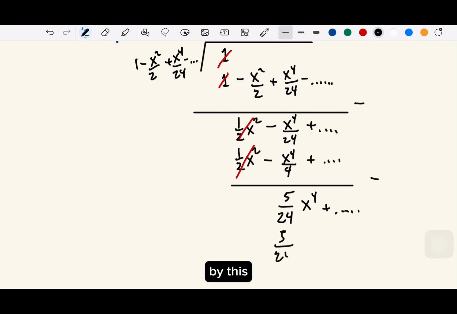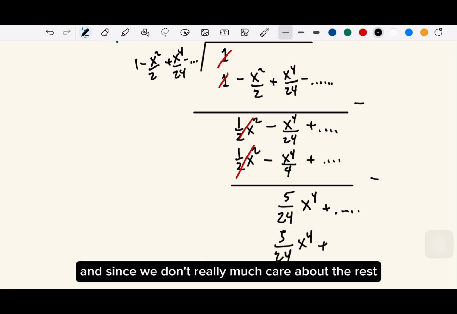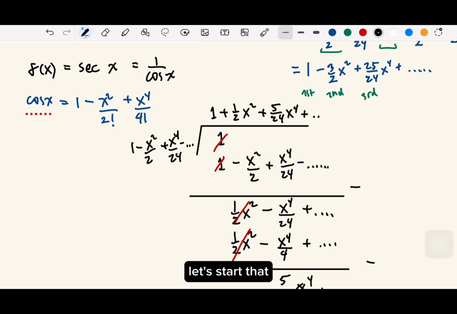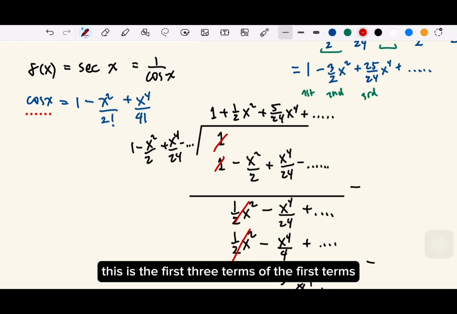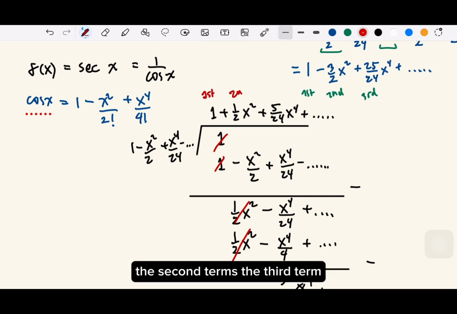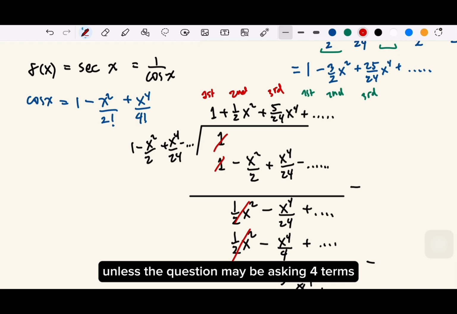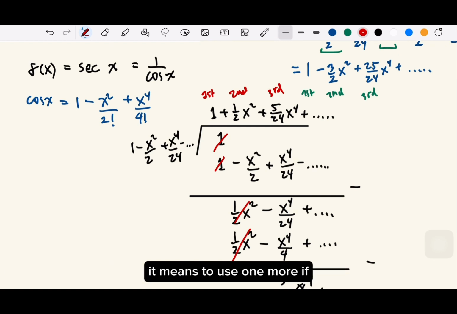Since we don't really care much about the rest, we say that this one, plus dot dot dot, is the first 3 terms: the first term, the second term, the third term. Unless the question is asking for 4 terms, which means you need 1 more here. But since it's only 3 non-zero terms, we only care about the first 3 terms.